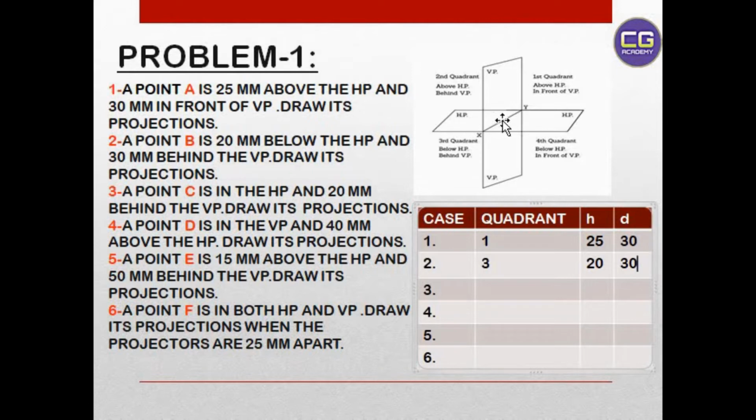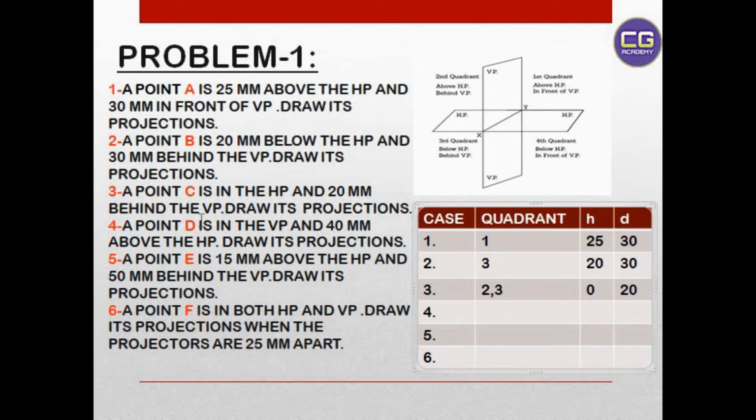For the third case, a point C is in the horizontal plane. In the horizontal plane indicates that the point must be lying somewhere here. But 20 mm behind the vertical plane. Behind the vertical plane indicates that the point must be resting in either the second or the third quadrant. Let us note it down: second or third quadrant. h is the distance from the horizontal plane. Since the point is in the horizontal plane, the distance becomes 0. So let us note it. And here the value of d is given as 20 mm.